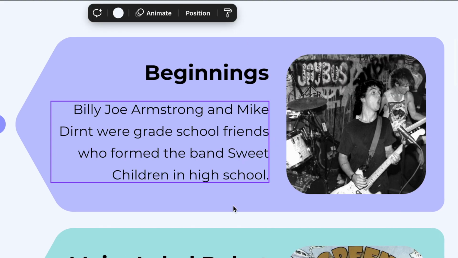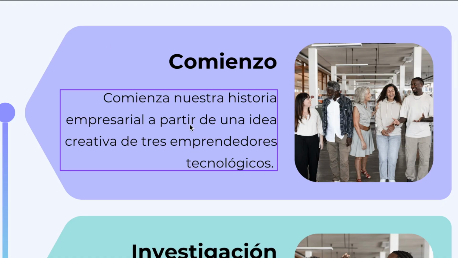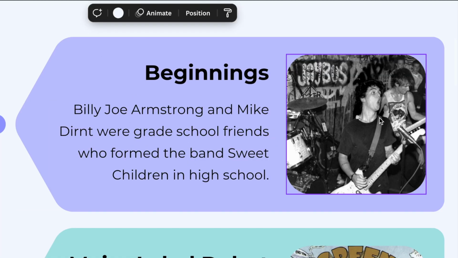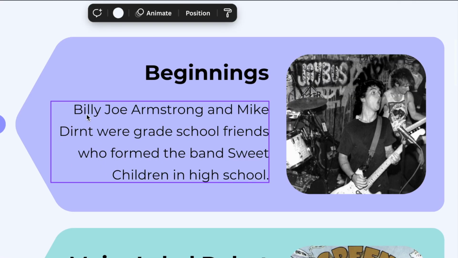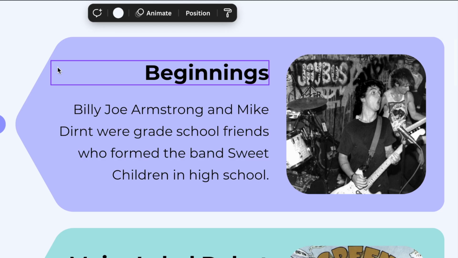I've changed my first box. I wanted to make sure that I had exactly 4 lines of text in mind. And I also found a new picture. 4 lines here, 4 lines here. What does it say? Billie Joe Armstrong and Mike Dirnt, which is the bass player, were grade school friends who formed the band Sweet Children in high school.